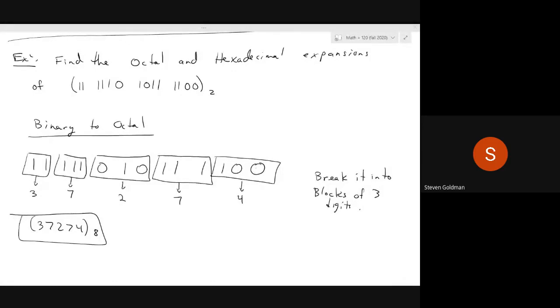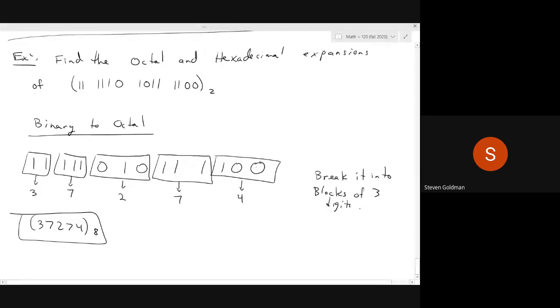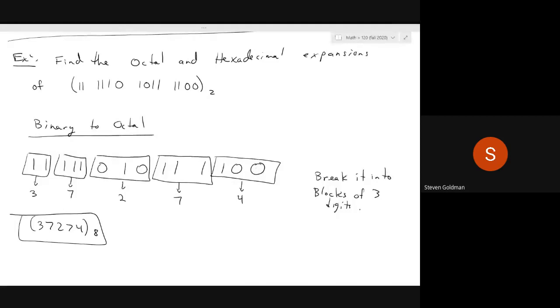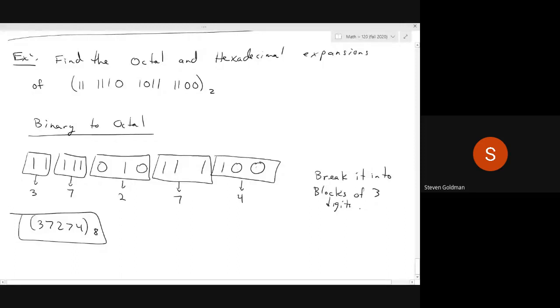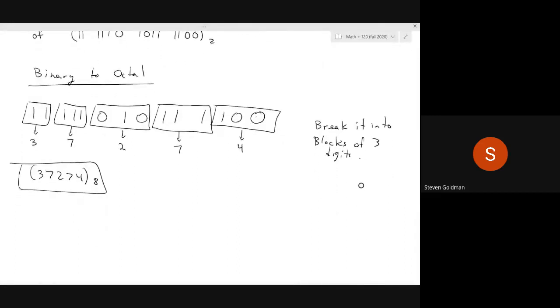Why blocks of 3? Because this way, the largest each block can be is 7, and 7 is the largest digit I'm allowed to use in base 8. So I look at each block of 3 as its own individual thing, and I convert it to whatever number that is. So 100, as I said, is 4 if you convert from binary. 111 is 7, and so on and so forth.